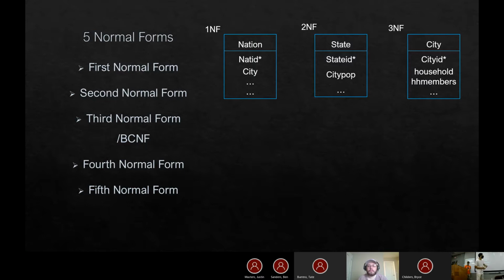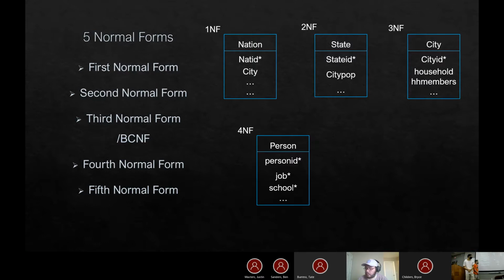So in this example, household applies to city ID. It depends on city ID. Household members is dependent on household. So since household is dependent on city ID, technically household members is dependent on city ID, but it doesn't work.